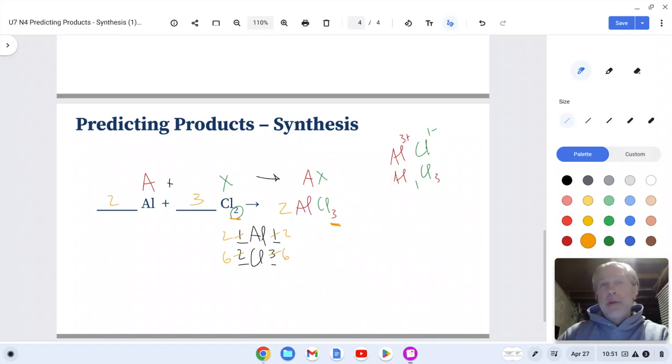So that's predicting products for synthesis reactions. What we're going to do is I'm going to make a video for decomposition reactions next. So if you have any questions, refer to this video. Remember, the big hard thing here is to check your charges and crisscross them down.